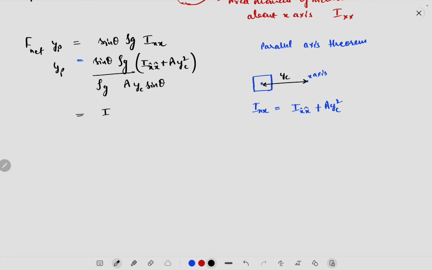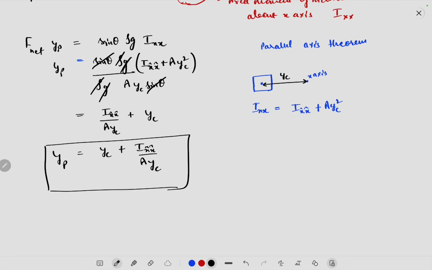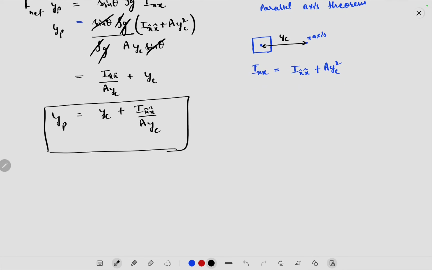So Ixx: sin theta cancels out with sin theta, rho cancels out with rho, g cancels out with g, and this becomes Ixx upon a yc. The a would cancel out with a, and one yc would cancel out with this yc, so this will become yc. Rearranging this, it would become yc plus Ixx upon a yc. So this is how you find the coordinate y for your center of pressure.